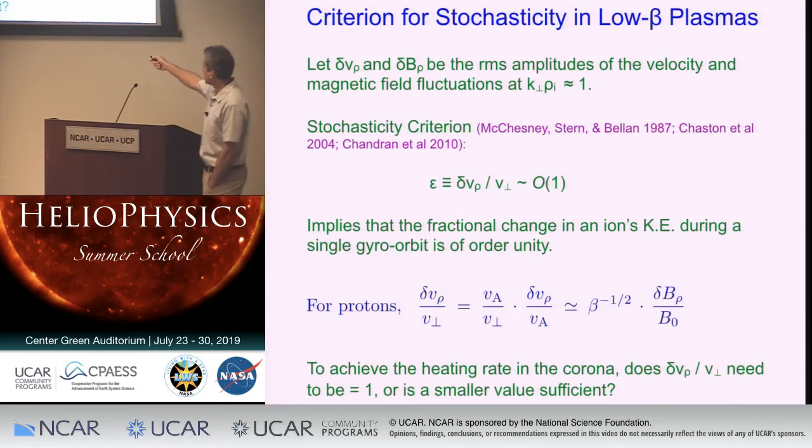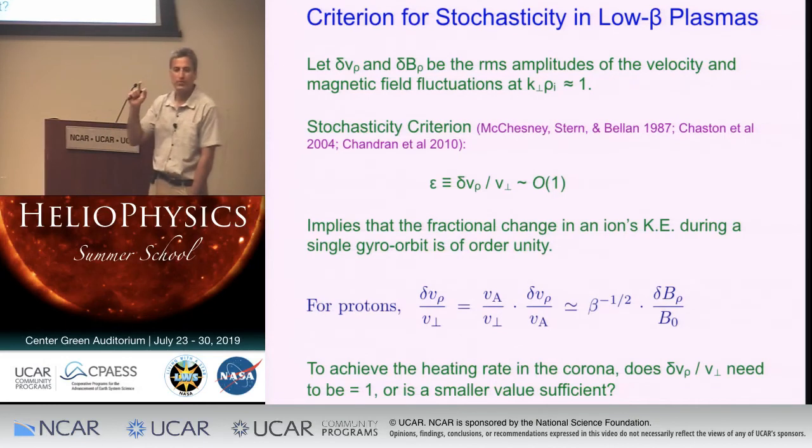There's another way of writing this. The way I've written it is for the particular case where the fluctuation wavelength is of order the proton gyro radius. There's another way that's more general that they expressed originally. If we take that, what is this parameter? This parameter epsilon is like a stochasticity parameter. Delta V rho is the RMS amplitude of the fluid velocity, or E cross B velocity, of the turbulence. So the turbulent motions are moving around with some characteristic velocity, delta V rho, at length scales of order the gyro radius. And V perp is the perpendicular speed of the proton in question.